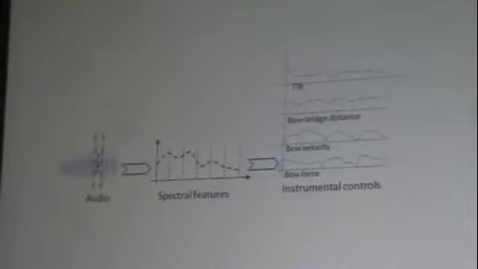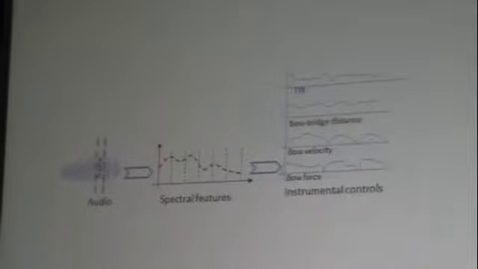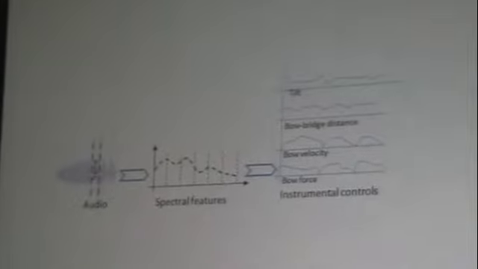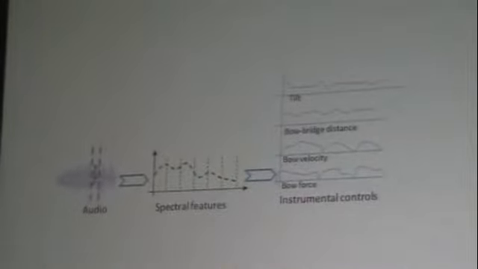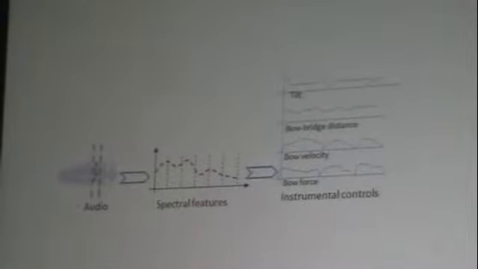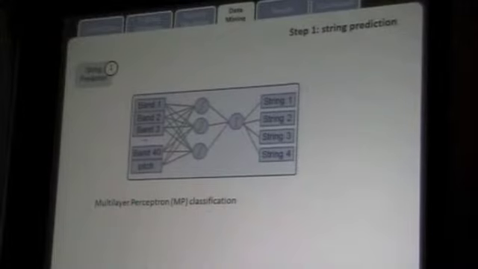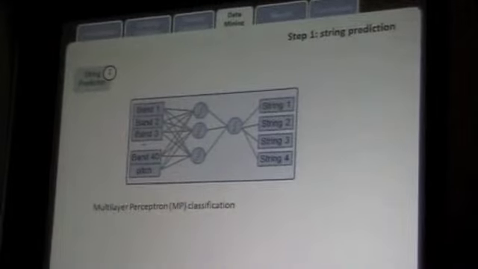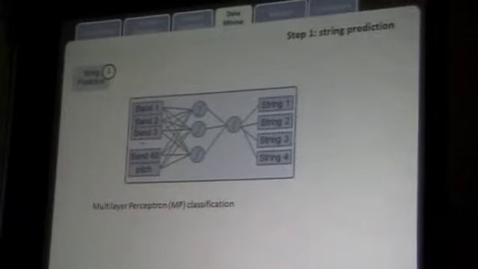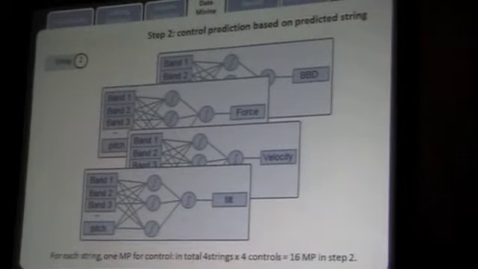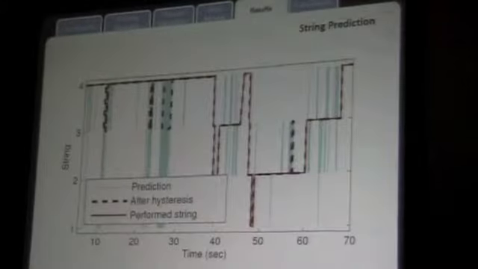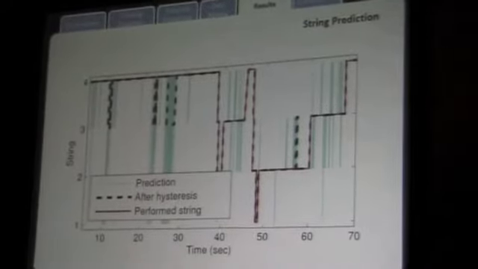So the idea at the end of the learning is, for each frame of audio, we extract some spectral features, and with those spectral features, we want to be able to predict the gestures. Here we have what is inside the string prediction. So basically, you have the low level features, the bands and the pitch. There is actually one perceptron for each prediction. So this is representing the prediction of the string.